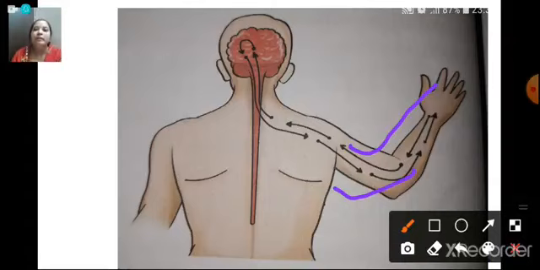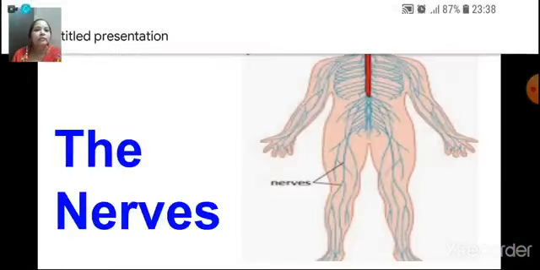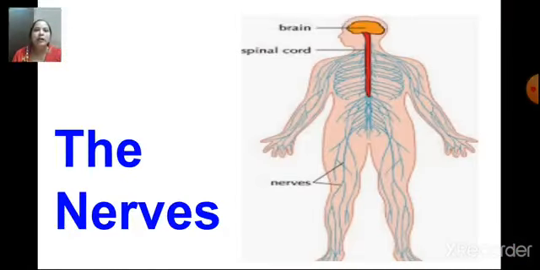In this way, the nerves carry messages from the rest of the body to the brain, and from the brain to the rest of the body. Now children, we are going to study about the nerves.